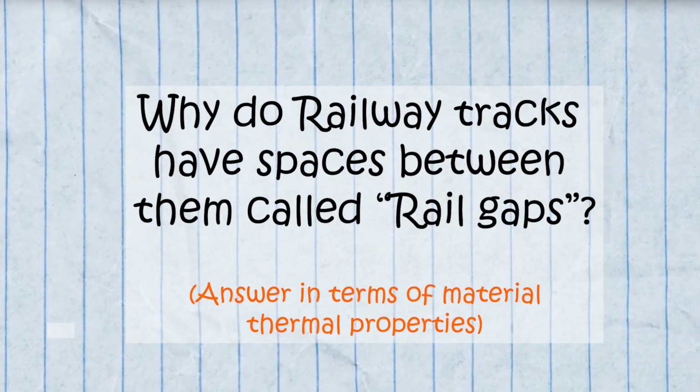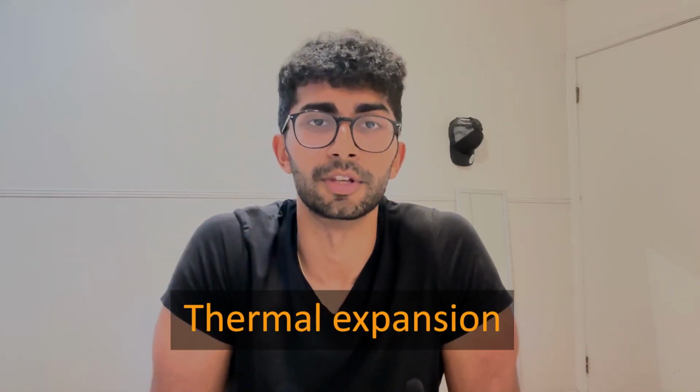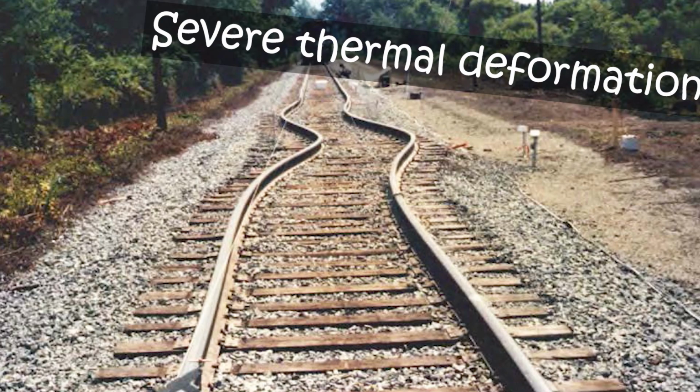Another question was, why do railway tracks have spacing between them called rail gaps? Now, the simple answer to this is thermal expansion. During the hot days of summer, the steel tracks tend to expand because of thermal expansion, and therefore it's essential to allocate space for these expansions to occur. If there wasn't any space, the two adjacent rail tracks would hit each other, where they would either warp upwards or downwards or just break apart.